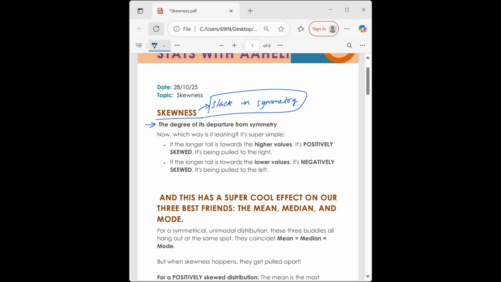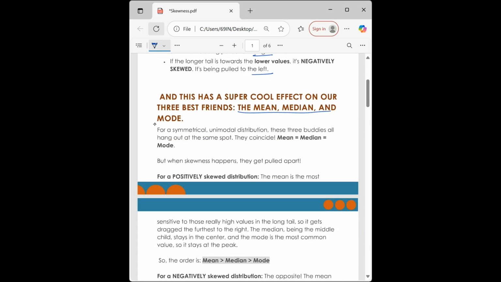Now, which way is it leaning? It's super simple to understand. If the longer tail is towards the higher values, it's positively skewed. It's being pulled to the right. If the longer tail is towards the lower values, it's negatively skewed. It's being pulled to the left. And this has a super cool effect on our three best friends, the mean, median, and mode. For a symmetrical unimodal distribution, these three buddies all hang out at the same spot. They coincide, which means mean is equal to median is equal to mode. But when skewness happens, they get pulled apart.